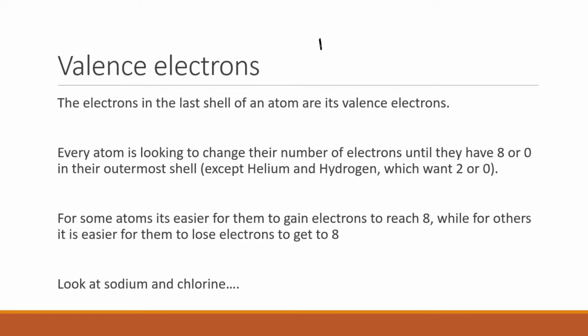When we look at the shell model of the atom, we have the electron shells, which is every shell of the atom, but we also have what's called the valence shell, which is the last shell. No matter how many electrons are in it, the valence shell is always the outermost shell.